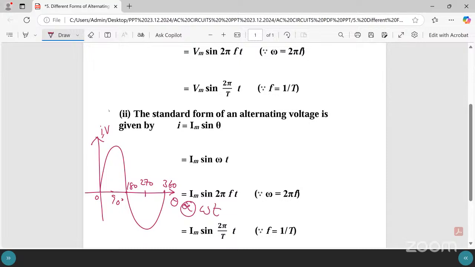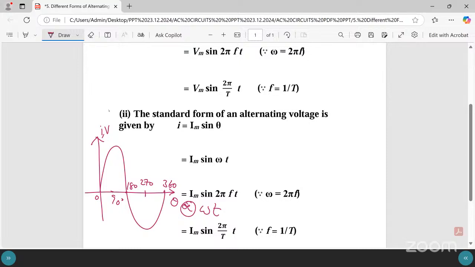We have to remember this waveform for all AC circuits. What is the x-axis? Theta or omega t. What is the y-axis? Current or voltage, both. You have to remember this waveform for voltage and current. That is called AC current, AC voltage, alternating current, alternating voltage.